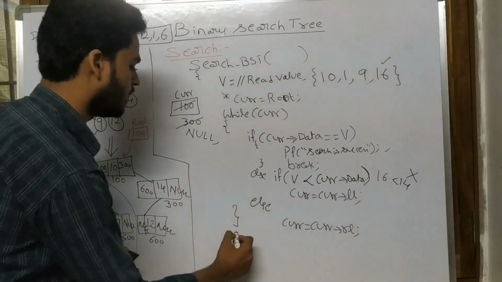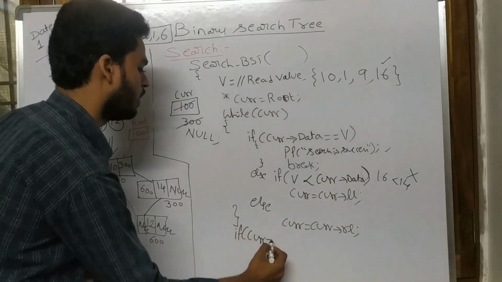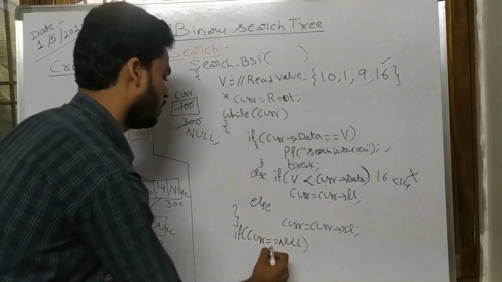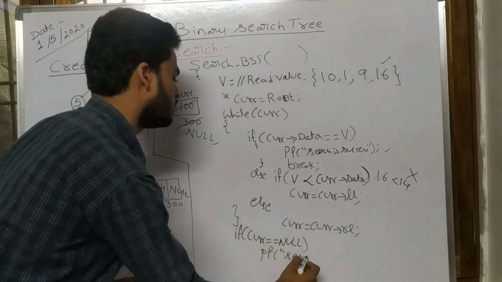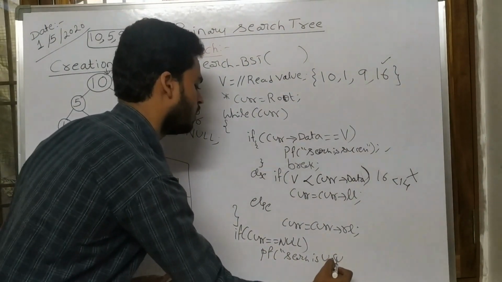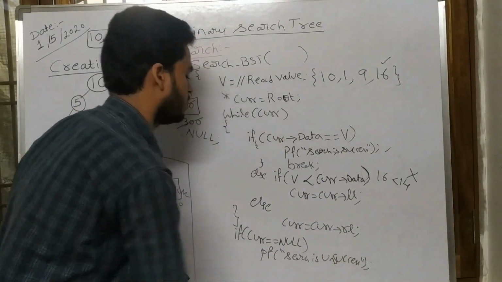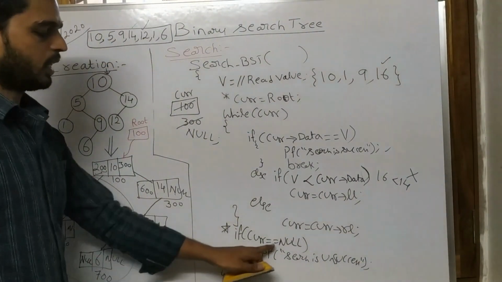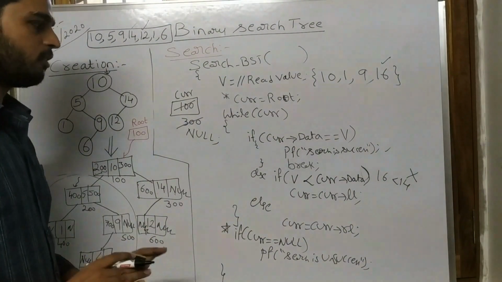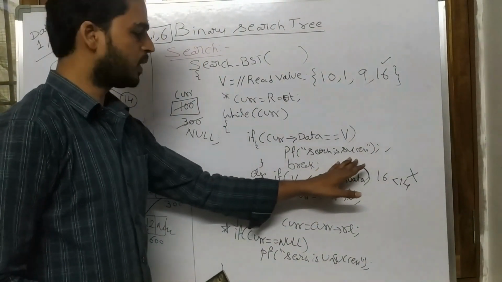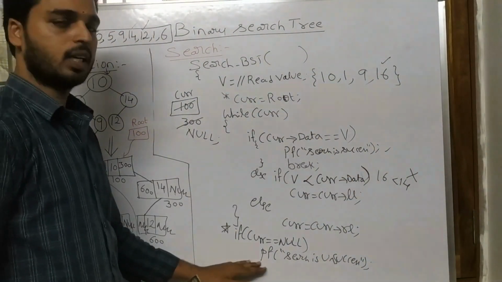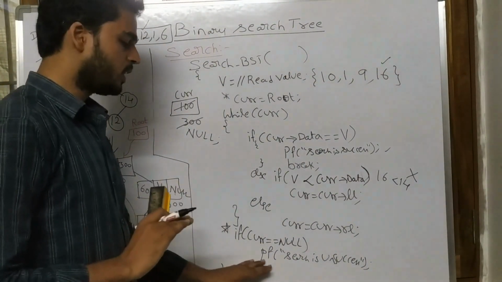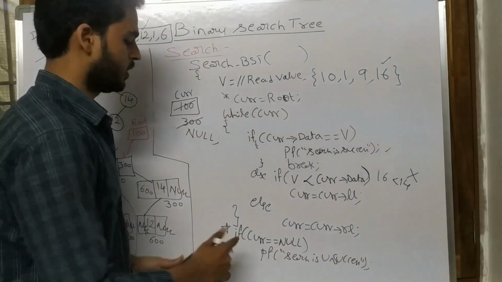Now we are going to check if current double equal to null, printf search is unsuccess. Is there any importance to write this condition? Yes, you need to compulsorily write it. Why? Because when search is success, it will simply break from this loop and it will execute this condition. But I don't want it to execute like that. Only when there is no data do I need to execute it. So for that I need to write this condition.